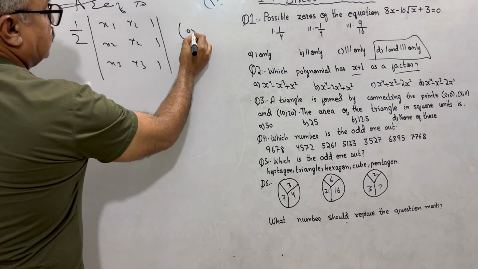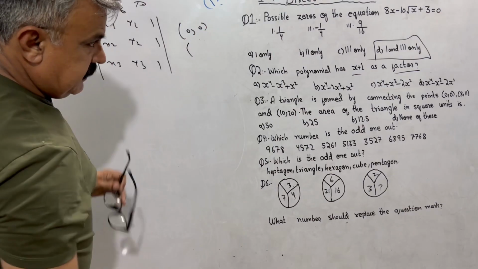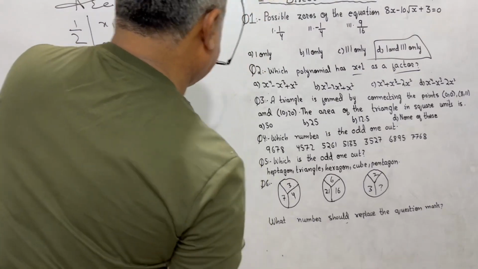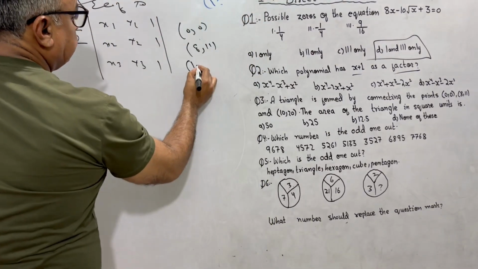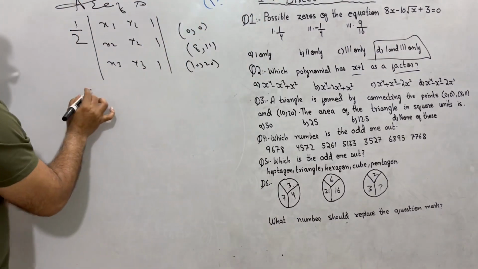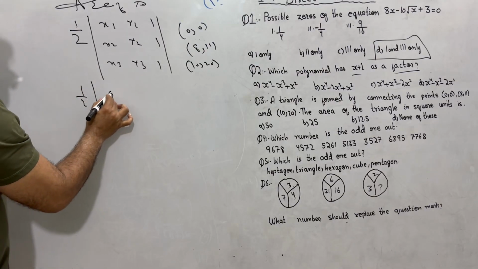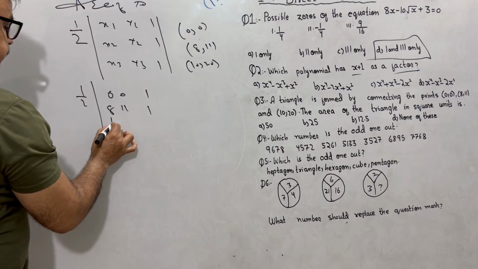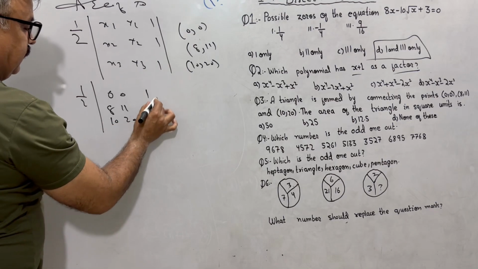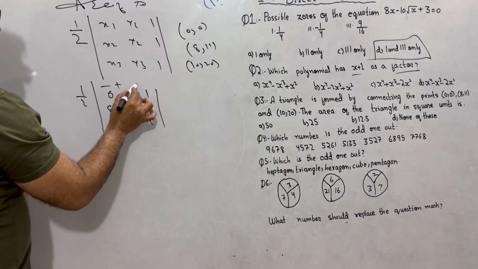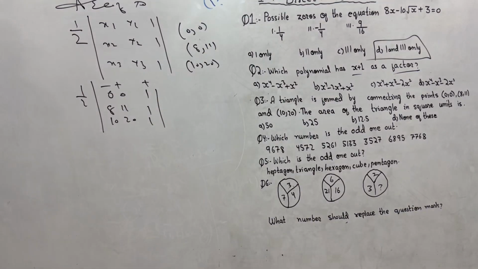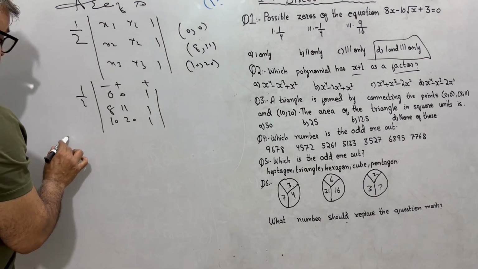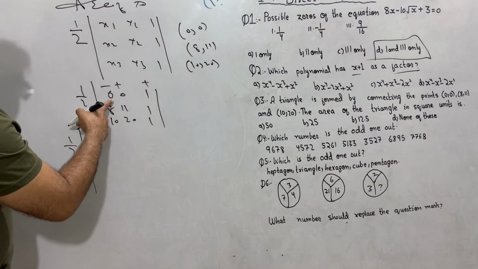For all triangles, we have given 3 points. The 3 points are 0 0. Second one is 8 11. Let me check. 8 11 and 10 20. Put here 1 upon 2. I have 0 0 1, 8 11 1, 10 20 and 1. That's positive, that's negative, positive. Way of expansion by Laplacian expansion, 3 by 3 determinant expansion, 1 upon 2, 0.